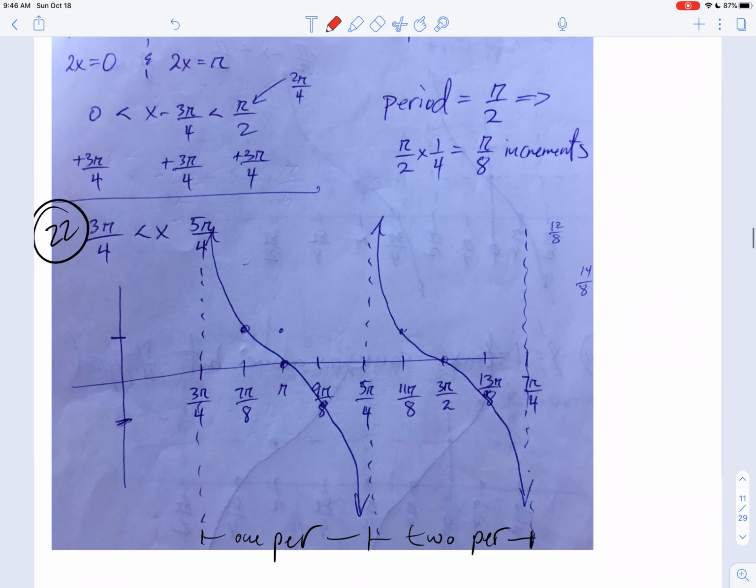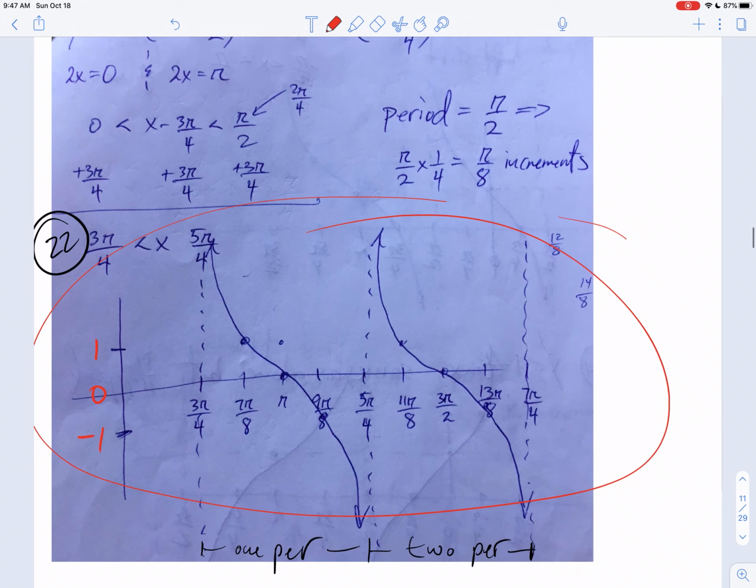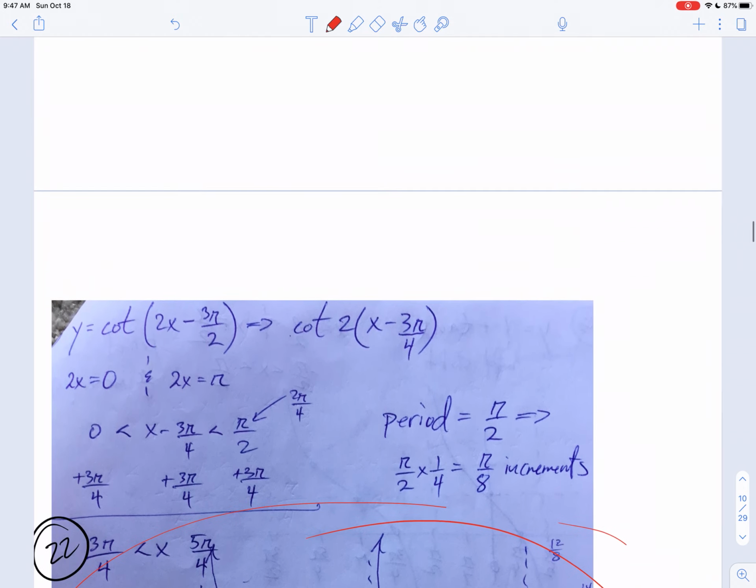Number 22. This is problem 22. There's my graph. Remember, this is the part you're looking at. That's the part you want. And I can see right here I did not mark my increments, so that's bad. I should have done that. Okay, and away we go. Let's move on down the road.